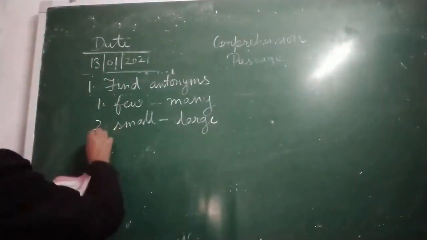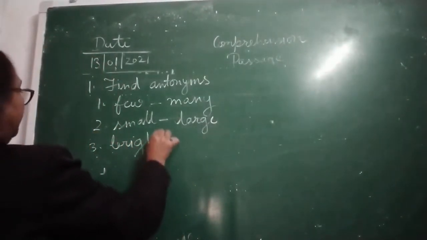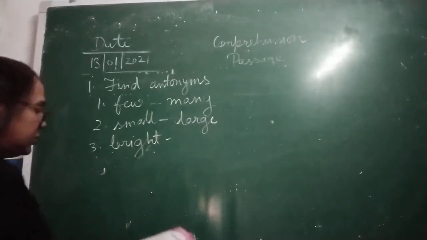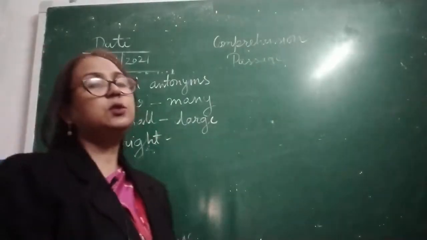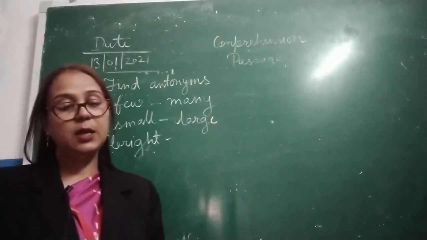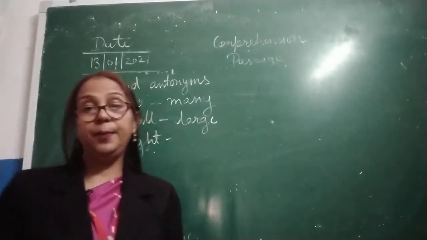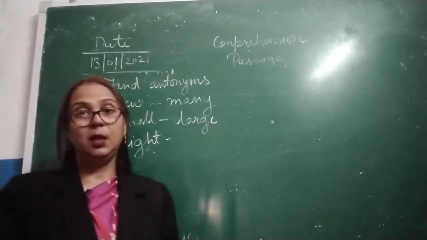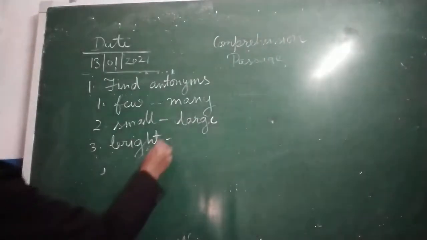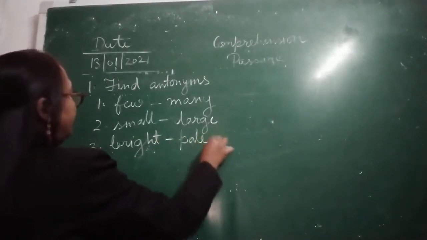Third is bright. Bright means it's so lighted, its color is bright. And the opposite of bright is pale. Pale means it's dull, it's very dull. That is why it is called pale.